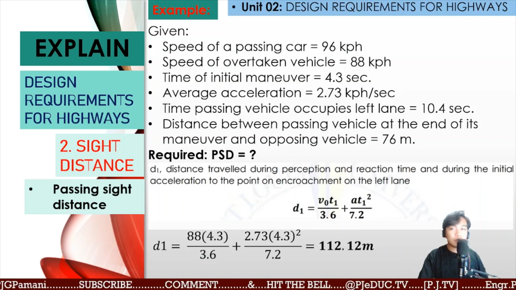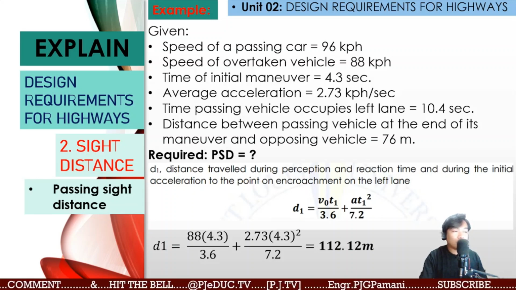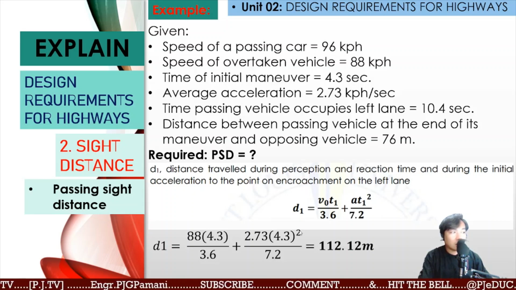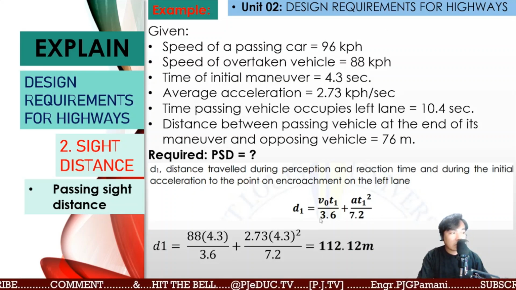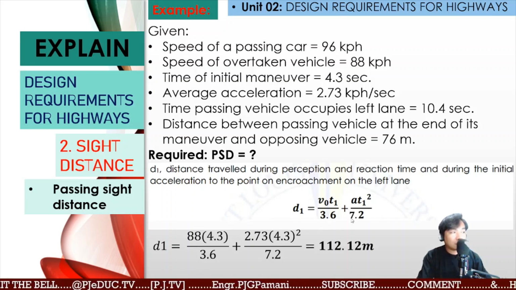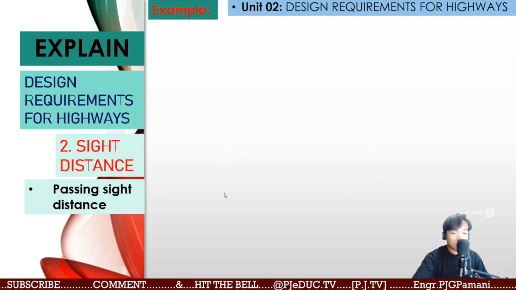First things first is for us to compute D1, the distance traveled during perception and reaction time during initial acceleration. So we have initial velocity of overtaken vehicle of 88 kilometers per hour. The speed is 88 times 4.3 seconds over 3.6 plus acceleration of 2.73 times the time of 4.3 squared over 7.2, which gives us D1 of 112.12 meters.